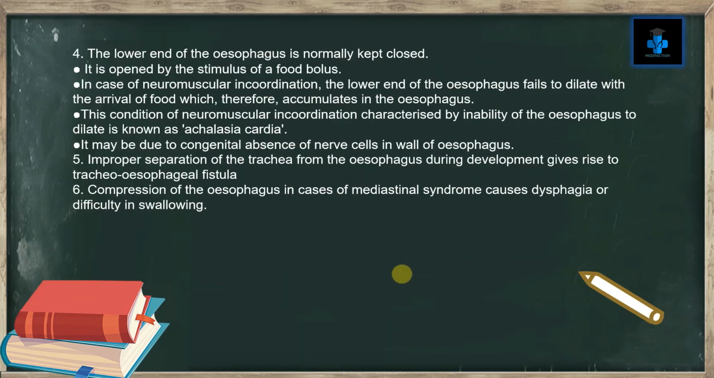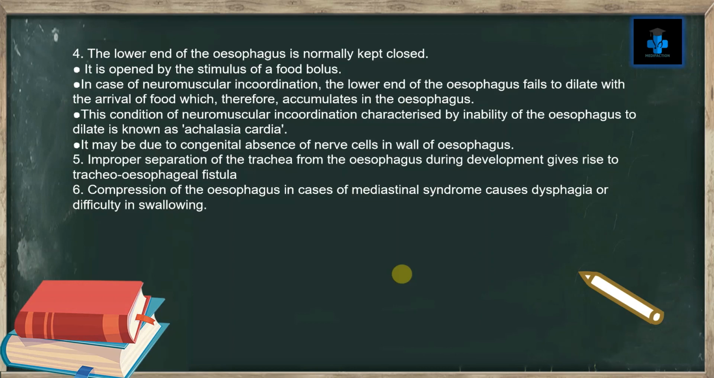The lower end of the esophagus is normally kept closed. It is opened by the stimulus of a food bolus. In case of neuromuscular incoordination, the lower end of the esophagus fails to dilate with the arrival of food, which therefore accumulates in the esophagus. This condition of neuromuscular incoordination, characterized by inability of the esophagus to dilate, is known as achalasia cardia. It may be due to congenital absence of nerve cells in wall of esophagus.